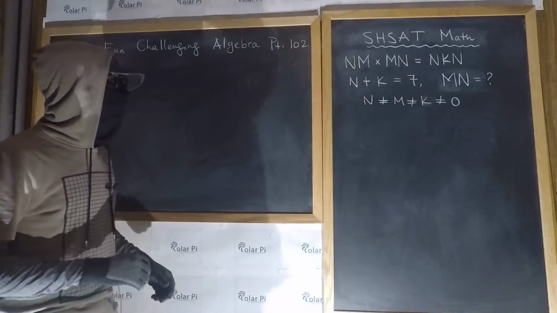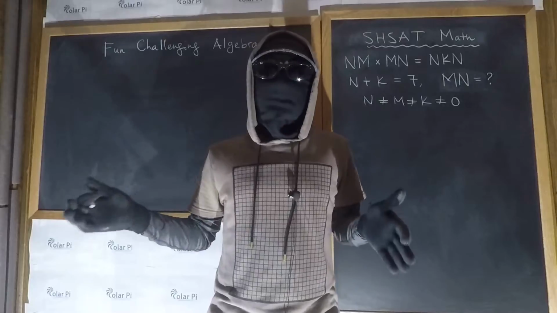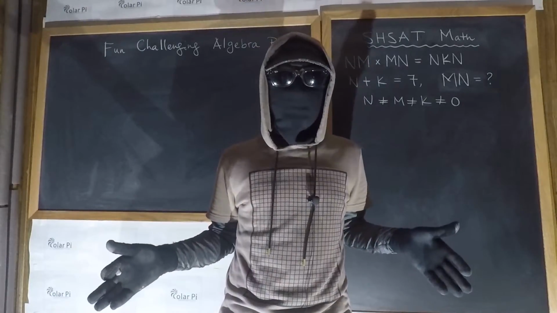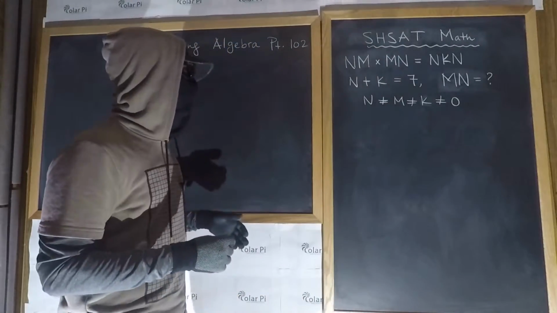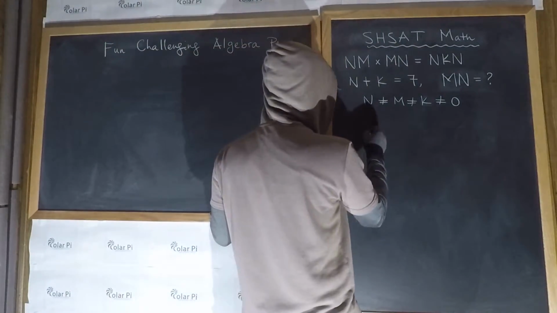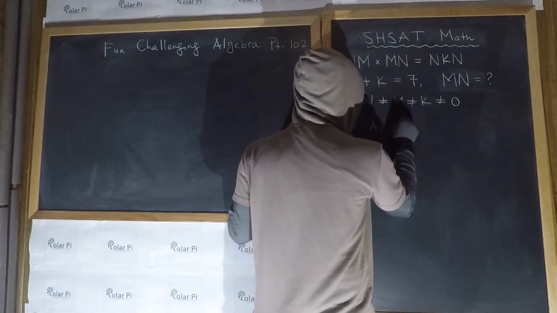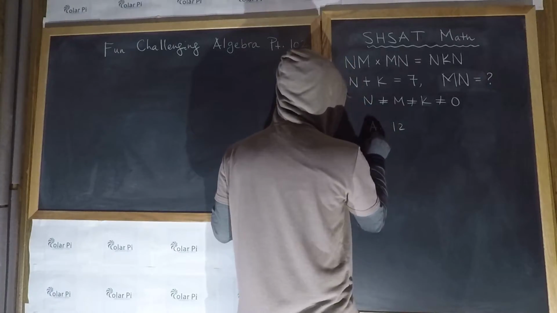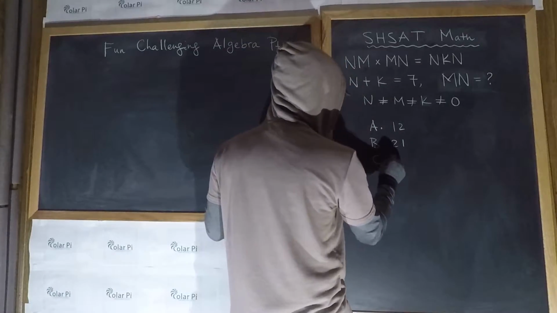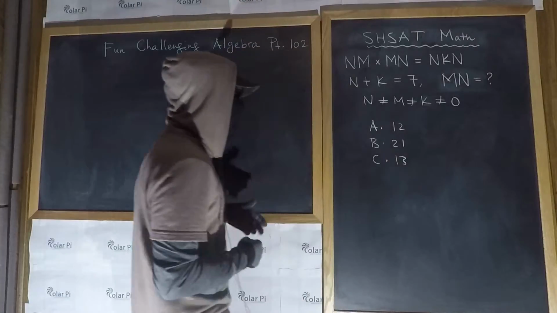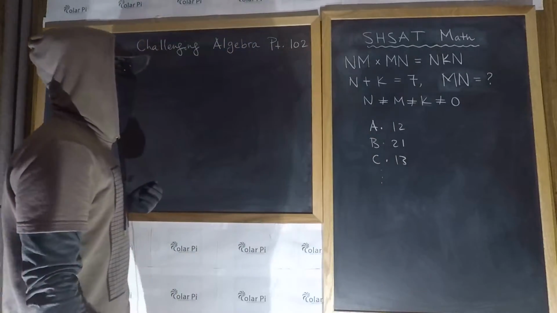Okay, so how do we do this? Well, just like the SAT, the SHSAT is a timed test, and so efficiency matters. As a good test taker, what you should do in this problem is just go through the answer choices. I believe one of the answer choices was 12, another was 21, another was 13, and there's at least one more answer choice.